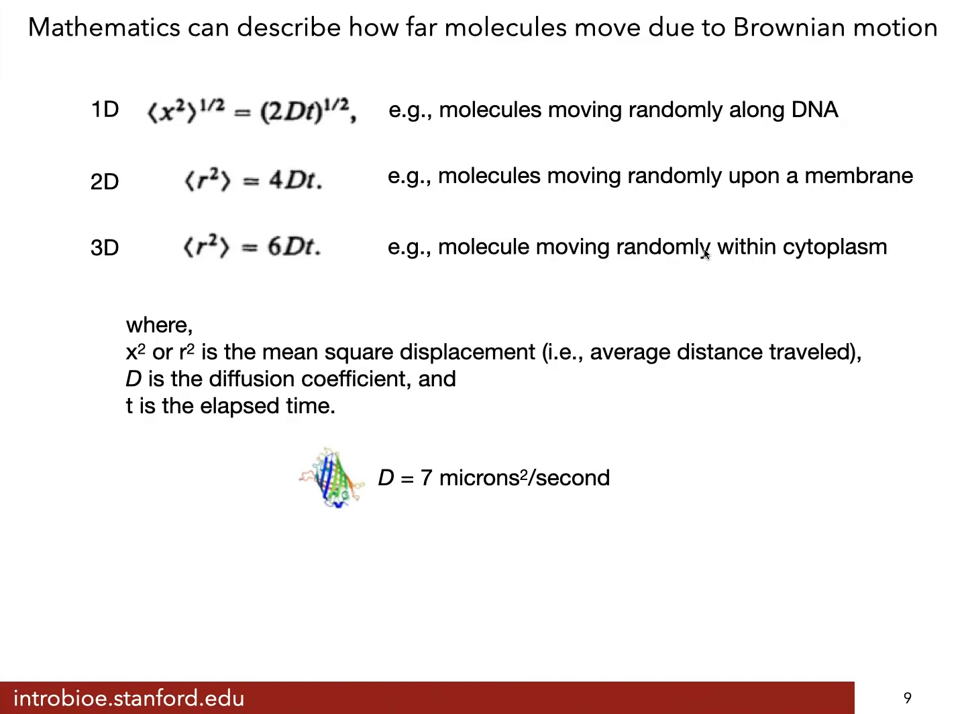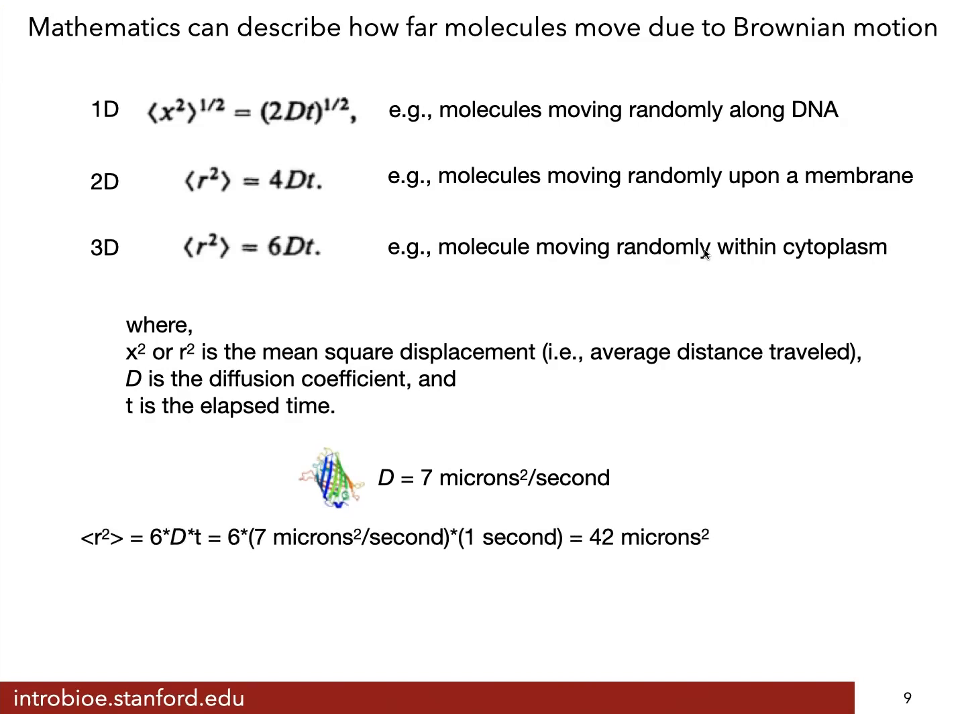So if we wanted to ask, well, how far will green fluorescent protein tend to move on average over some period of time, we can take this value of D and decide what system we're working with, like a 1D, 2D, or 3D system, and plug it into the equation. So let's do it for cytoplasm.